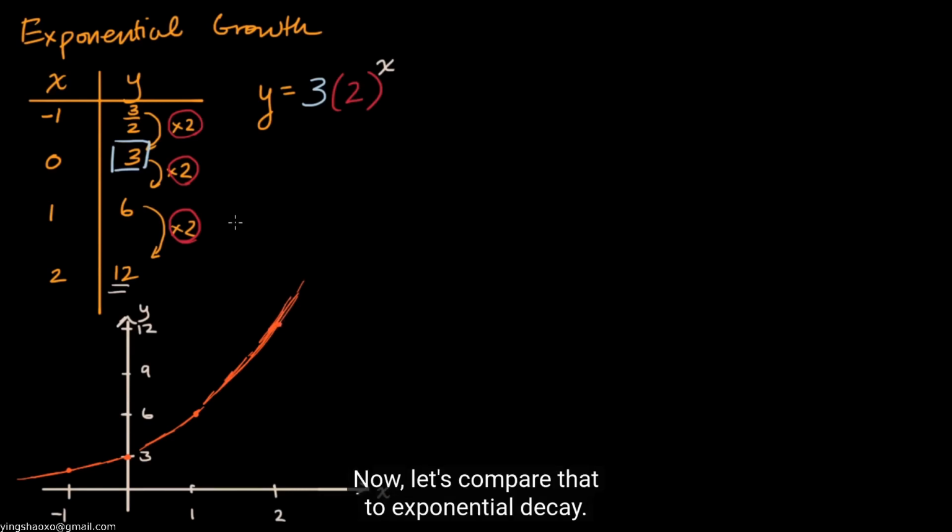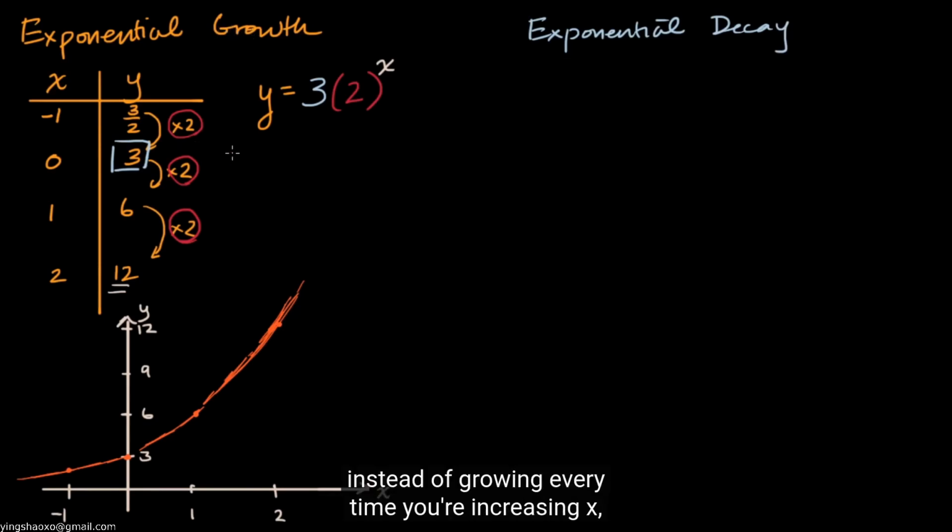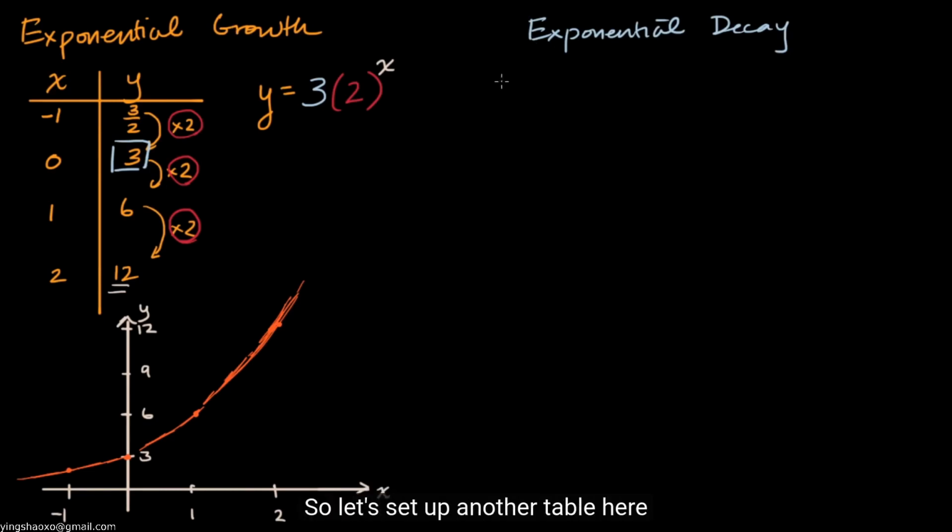Now, let's compare that to exponential decay. And an easy way to think about it, instead of growing every time you're increasing x, you're going to shrink by a certain amount. You are going to decay. So let's set up another table here with x and y values.